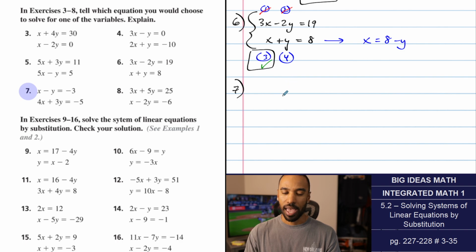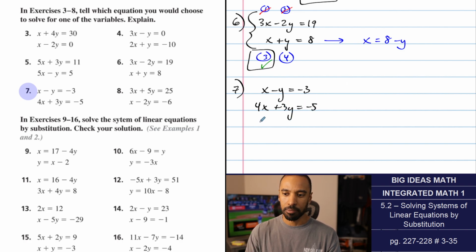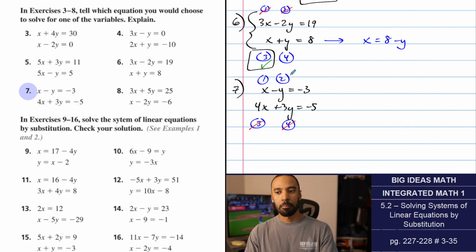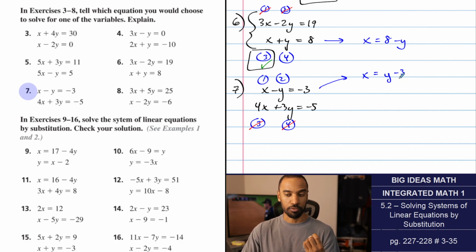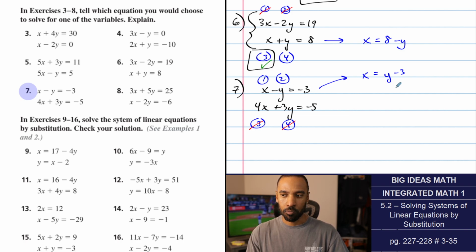Number 7, x minus y equals -3. 4x plus 3y equals -5. I think we can dismiss the bottom two right now when it comes to multiple steps plus fractions to be had when you divide, so those are no good. 1 and 2, this is once again something where you can kind of make a choice. If you get the x by itself, let's take a look. If you get the x by itself, adding y over, you get y minus 3. Lovely. That's fine. If you get the y by itself, you can either subtract x and divide by -1 or add y and add 3.